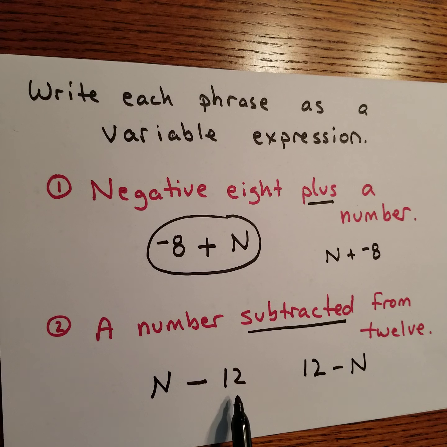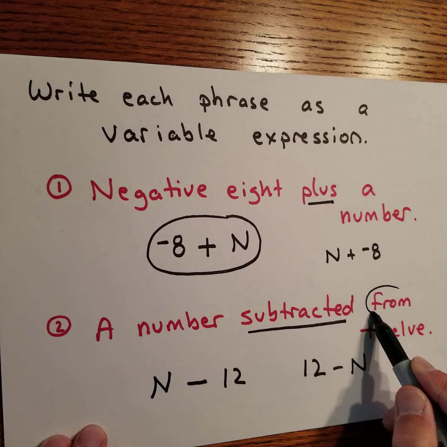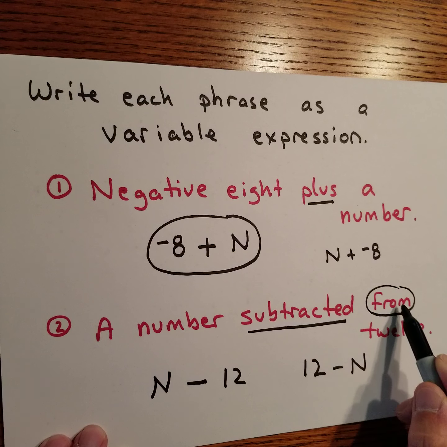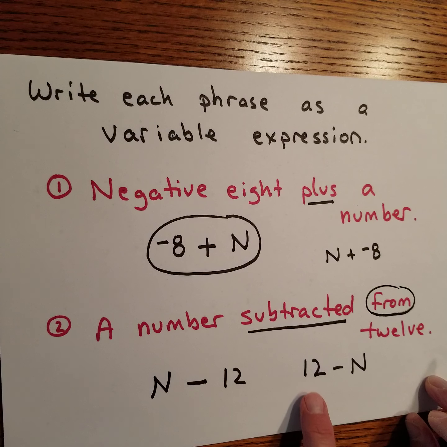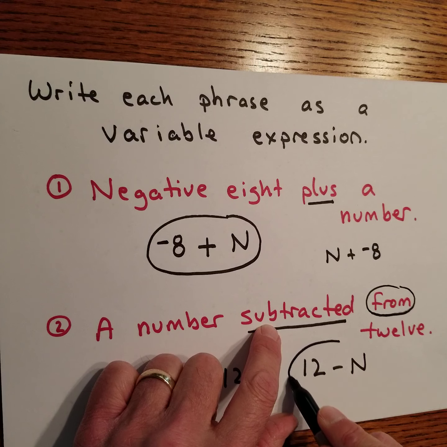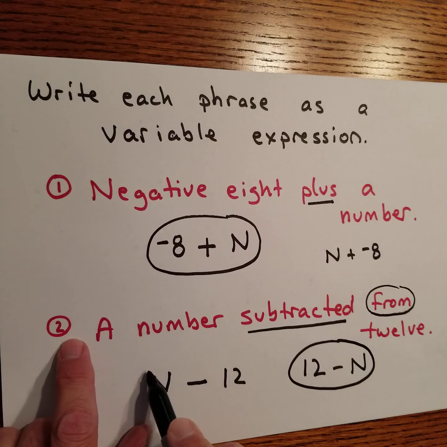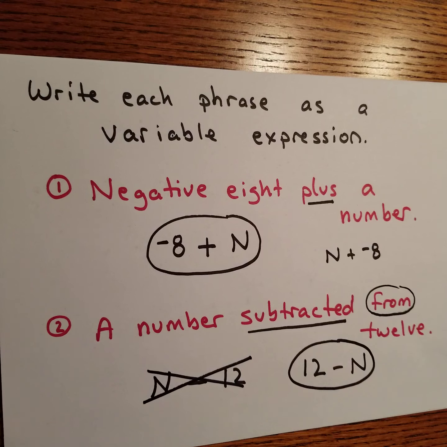5 minus 12 is -7, but 12 minus 5 is +7. We got to get the order correct. Which order should it be? A number subtracted from 12. I think the word from is key here. I'm subtracting from 12. I must start with 12, and then a number should be subtracted from it. That's why on this problem number 2, this answer is correct. This answer, wrong.